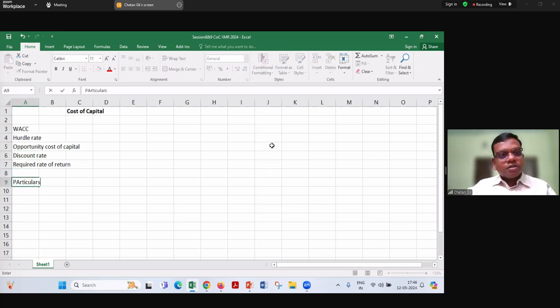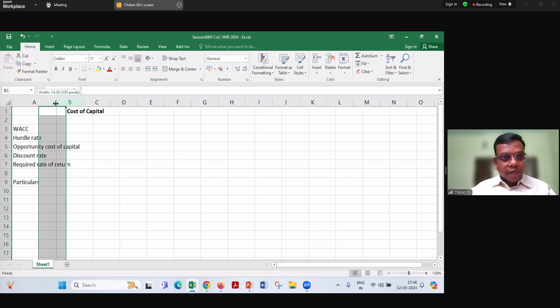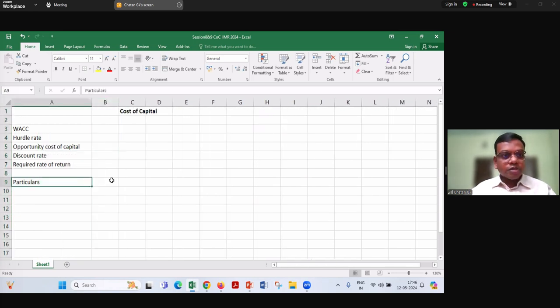Okay. So now let us go and see how to compute this cost of capital. We'll be discussing it in today's session, in detail. So how to compute this cost of capital. You have various funds as such. The first one we take into consideration is equity share capital.